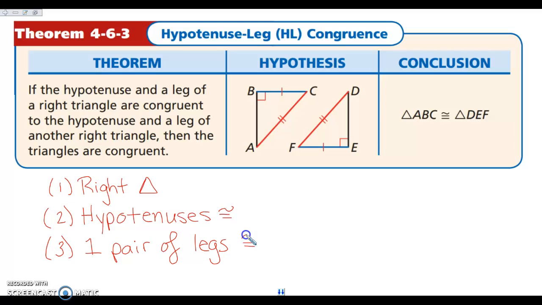And I would make note of this somewhere if there's room beside the theorem on your notes or whatnot. Try and find a spot for this. Okay, you still have three pieces of information that you are going to need to show in a proof for HL in order to use it.